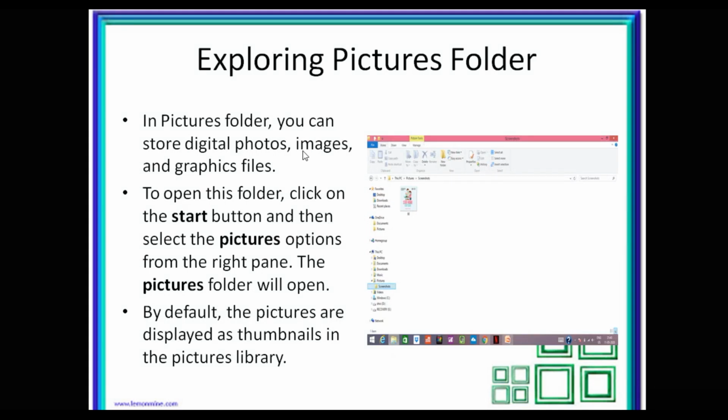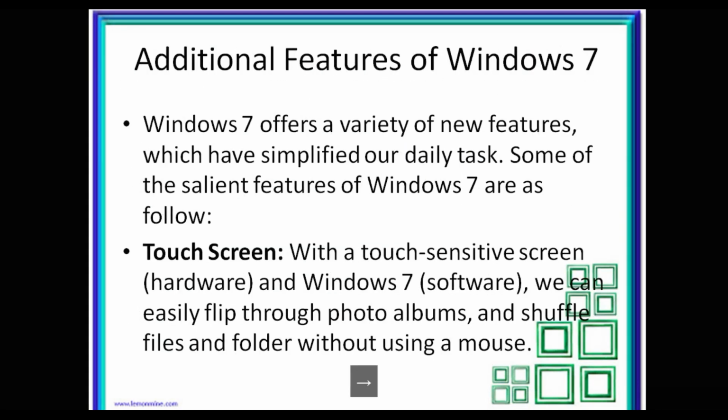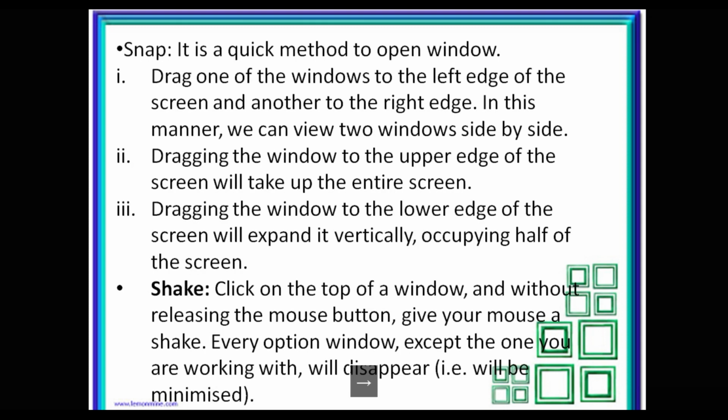So this is how we can handle our pictures. So let's come to some additional features of Windows 7. The most important feature of Windows 7 is that it is touchscreen. Touchscreen has made our life so easy now. We can directly select any of the apps on the screen just by directly touching it. There is no need of using a mouse. Wow, whatever we want to do, we can do, because sometimes we are not able to handle the mouse. So this is a great feature of Windows 7.